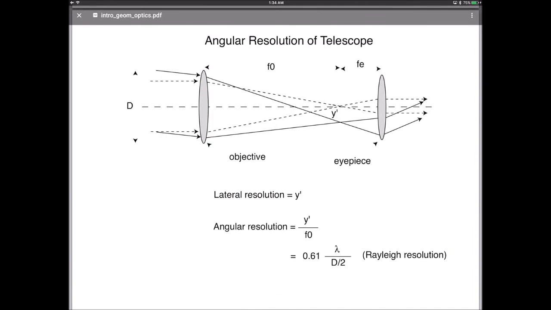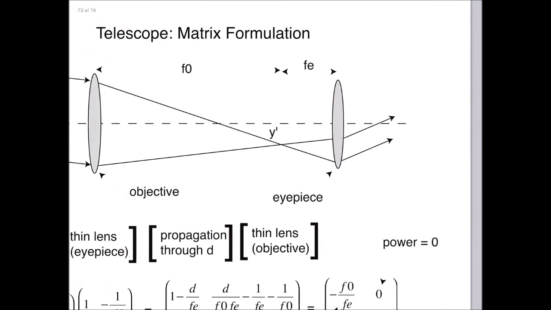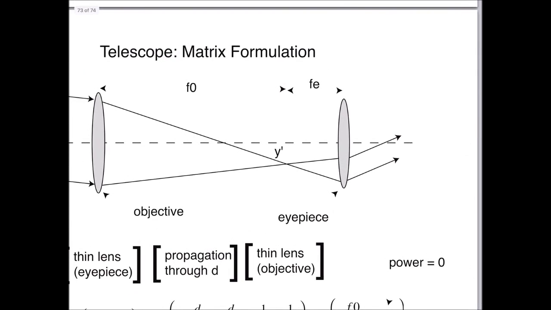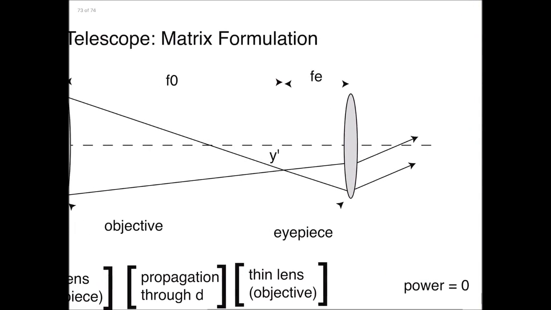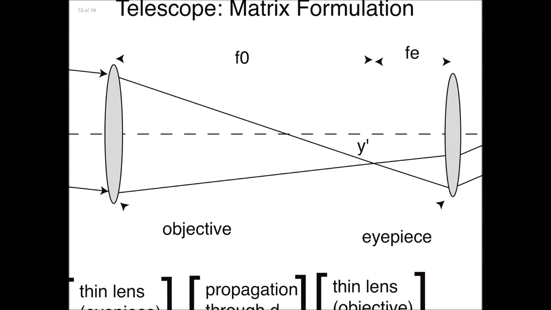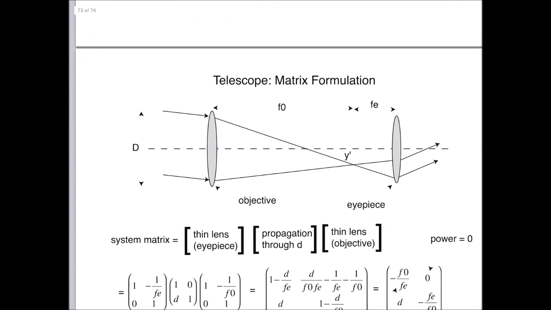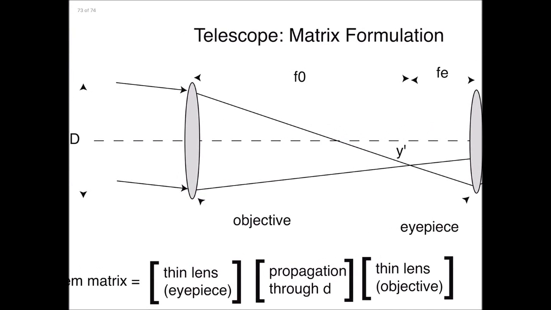Alright, so again, let's keep in mind that when we are analyzing such situations, it's very useful to write the system matrix. In the case of the telescope, you're looking from the output. So first you come to the thin lens condition and write the matrix for that. Then you do the propagation from the eyepiece to the objective, and lastly the system matrix for the objective thin lens.